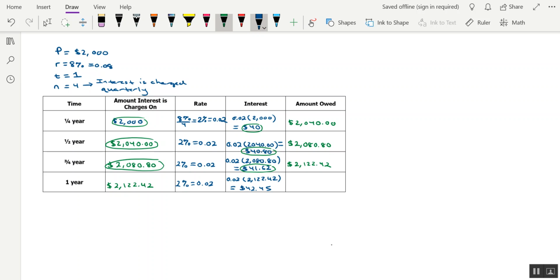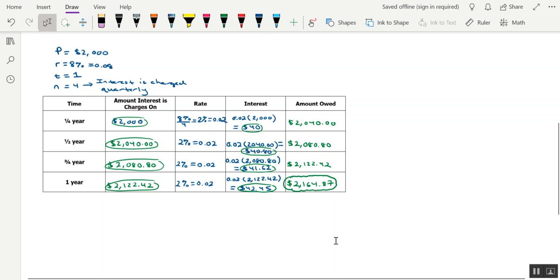So at the end of the entire year, we will have to owe the $2,122.42 plus the $42.45. So under this model, at the end of 1 year, I would owe the bank $2,164.87, which is $4.87 more than what I would owe under simple interest.